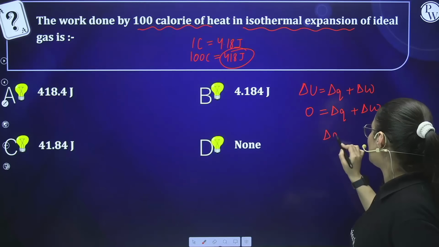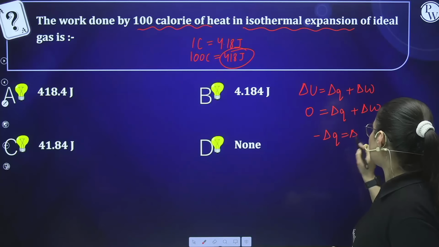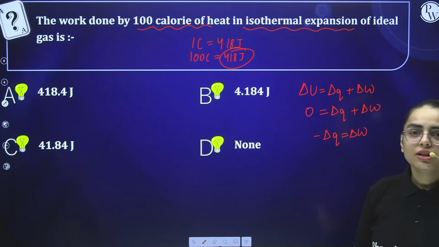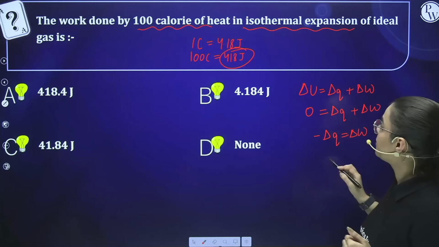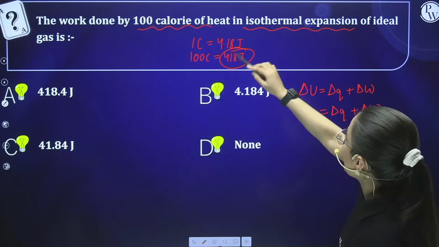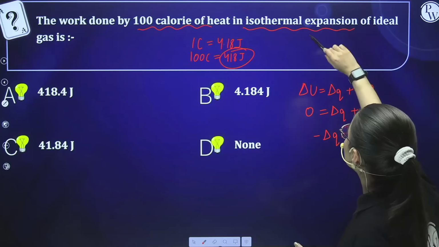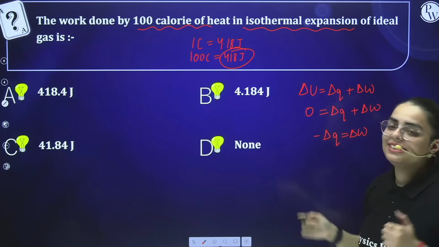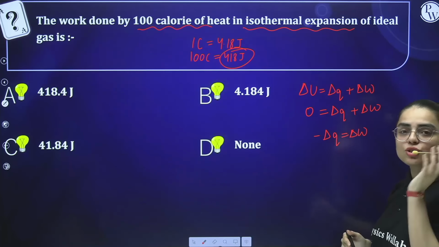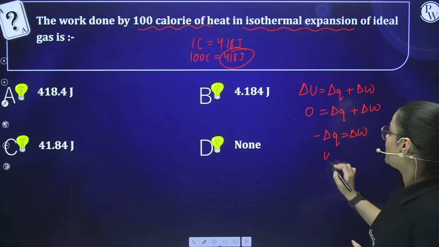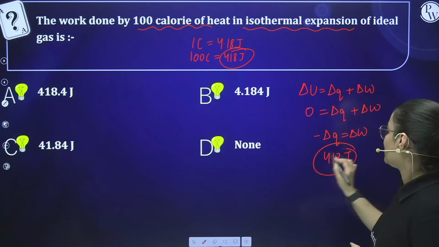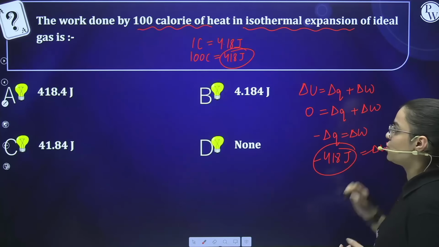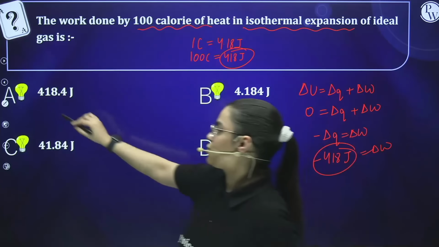So minus delta Q is equal to delta W. Right, students? Now what does delta W come to over here? We know that it is 100 calorie of heat in this isothermal expansion of ideal gases, students. Is it clear to you? So here, what answer will come? It will come 418 joule. The work done comes out to be 418 joules, right? So our answer will be option number A.